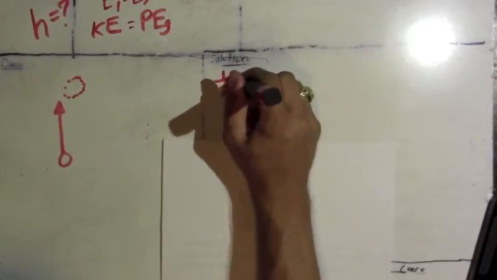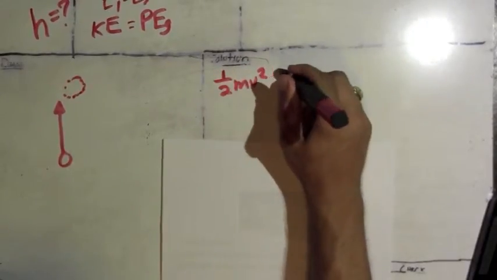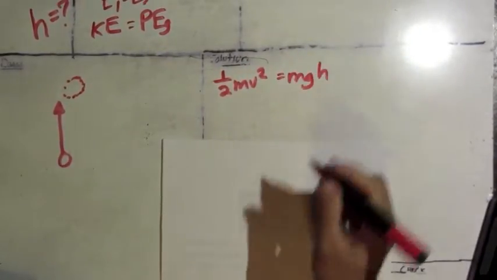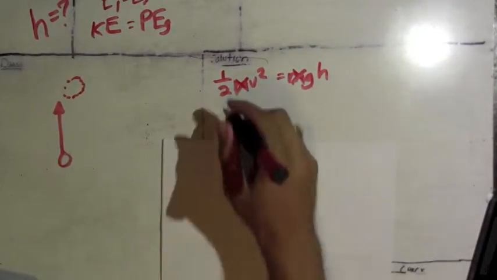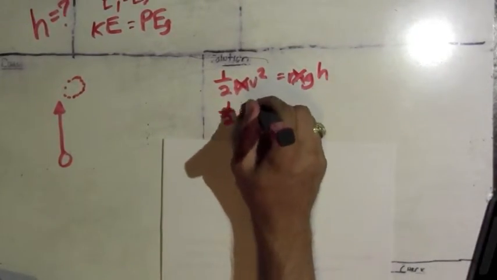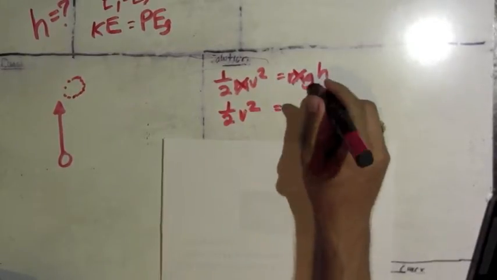Now, just like we had before, we have kinetic energy, which is 1/2 mv squared. We have potential energy due to gravity, which is mgh. Mass cancels out of both of those terms. So we have 1/2 velocity squared equals gravity times height.